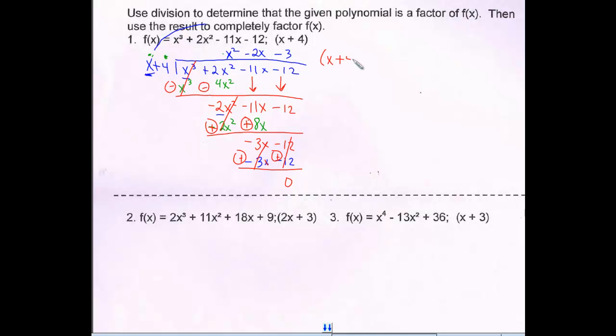So I have x plus 4 times x squared minus 2x minus 3. If I multiply both of these together, I get x cubed plus 2x squared minus 11x minus 12. But is this completely factored?